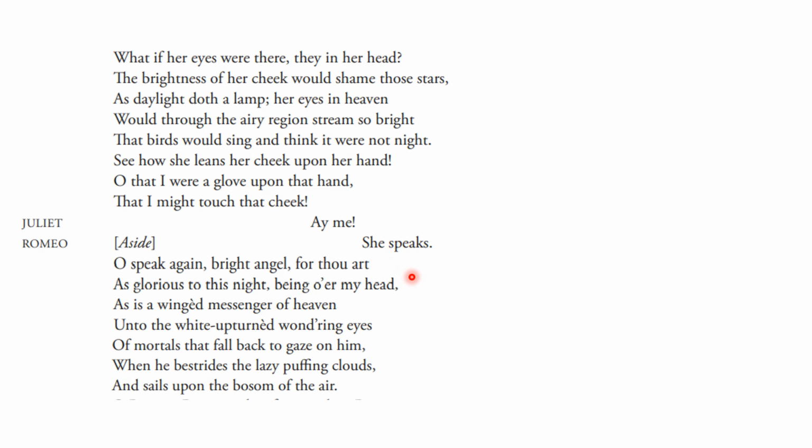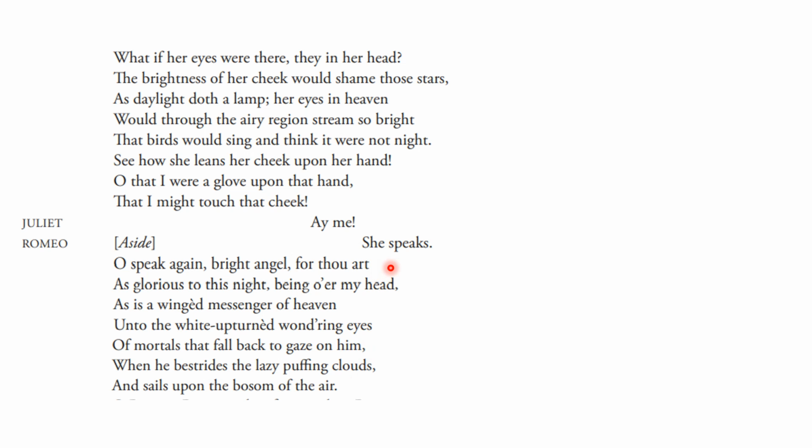to this night, being over my head, as is a winged messenger of heaven, unto the white upturned wondering eyes of mortals that fall back to gaze on him, when he bestrides the lazy puffing clouds and sails upon the bosom of the air.